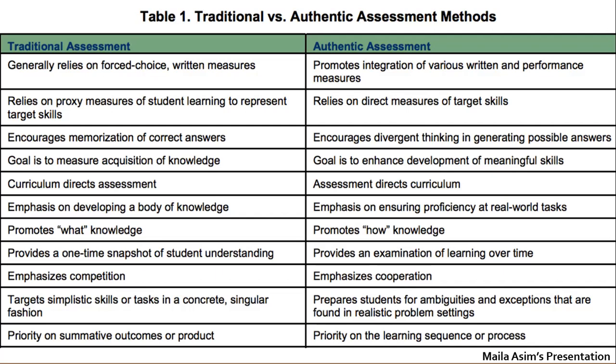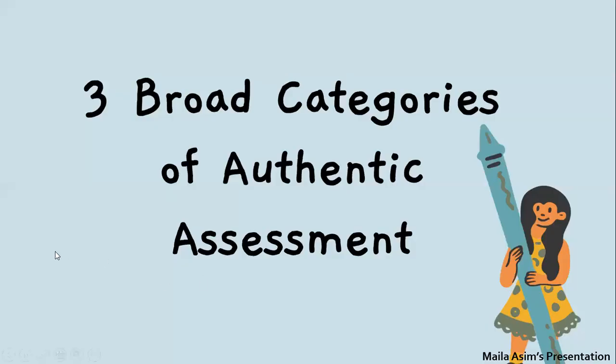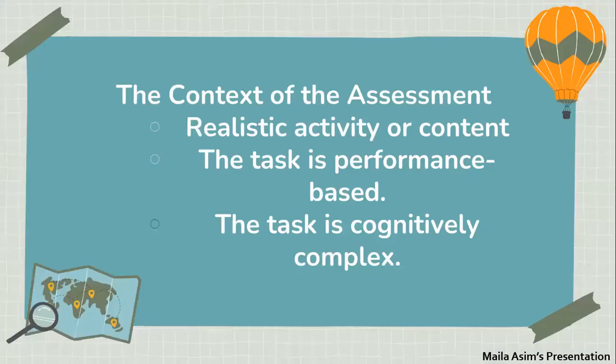Okay? Next, we have the 3 broad categories of authentic assessment. 3 broad categories. We have the context of the assessment. In the context of the assessment, we are trying to find out the realistic activity or content. If the activities or contents given are realistic, that is the important one in authentic assessment. We are trying to make things more realistic.